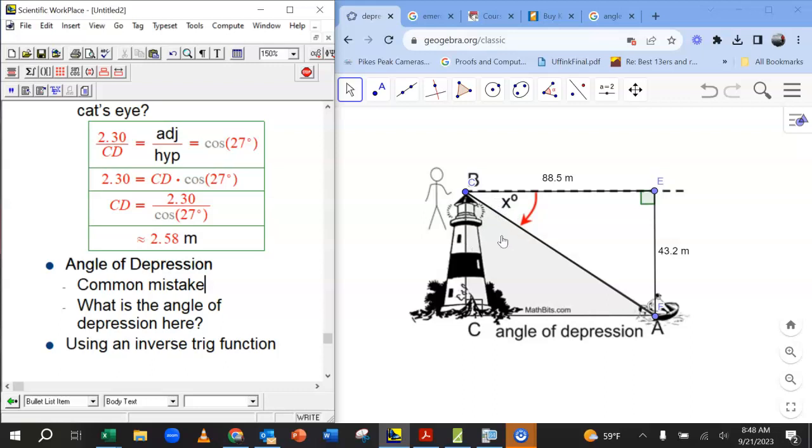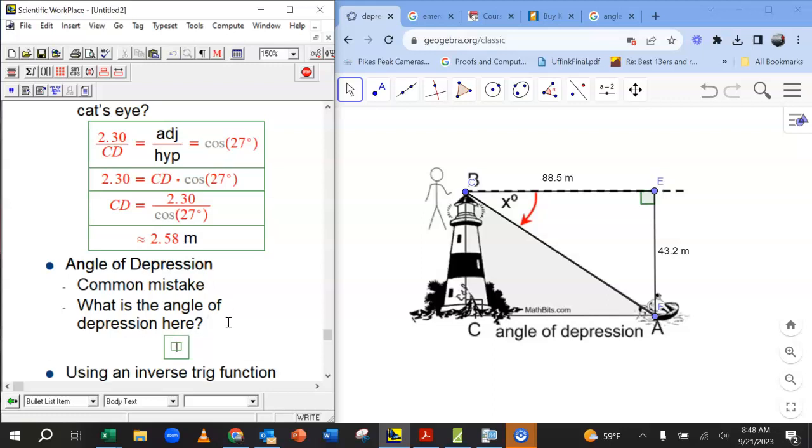So another way to say it is: stop. As soon as you think, okay, I think it's this angle that I'm asked about, ask yourself, is that an angle to a vertical? That is not an angle of depression or of elevation. Okay, so that's a common mistake. So there's another new thing here.